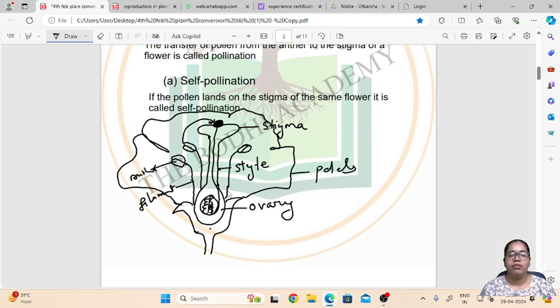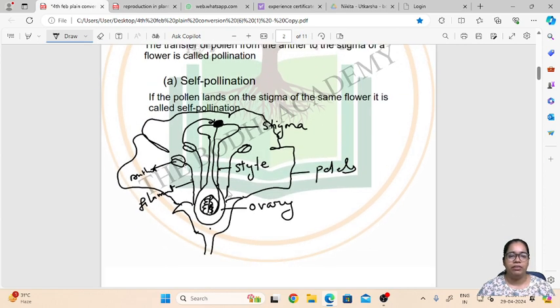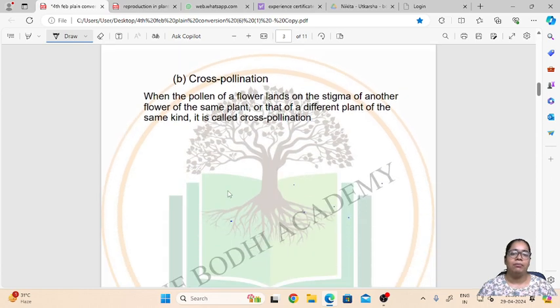This type of pollination, wherein the pollen grain of the same flower lands on the stigma of the same flower, is called self-pollination. So this is one type of pollination, that is self-pollination, wherein the pollen from the same flower will settle on the stigma of the same flower. Now let us see what is cross-pollination. The second type of pollination is called cross-pollination.